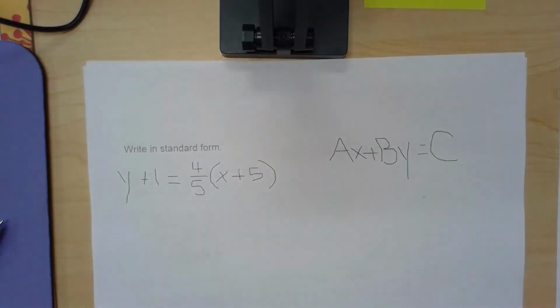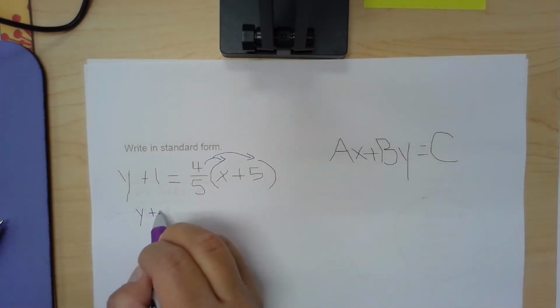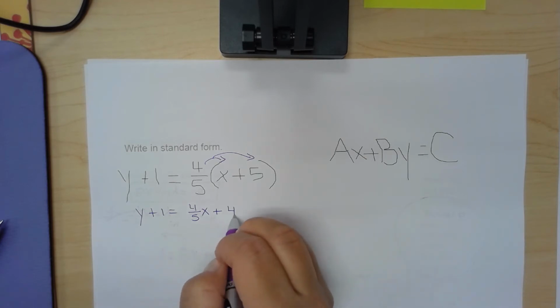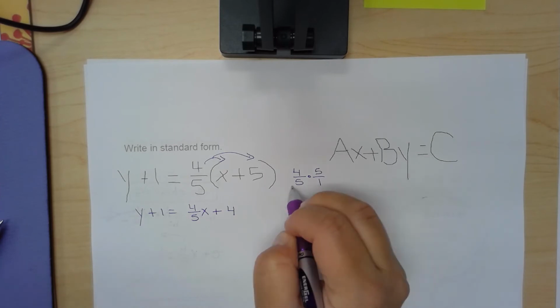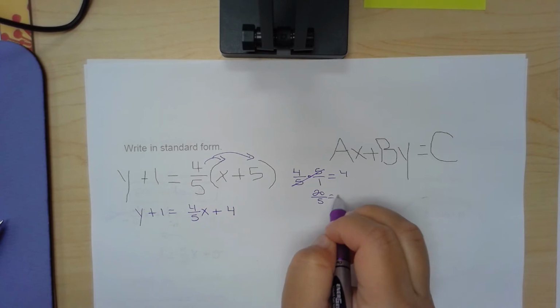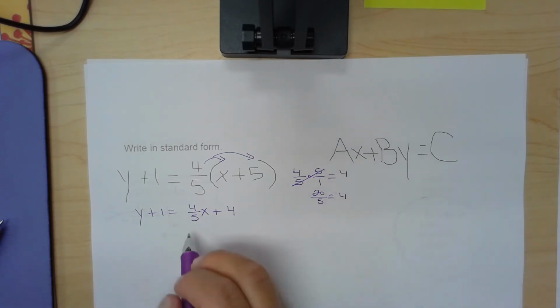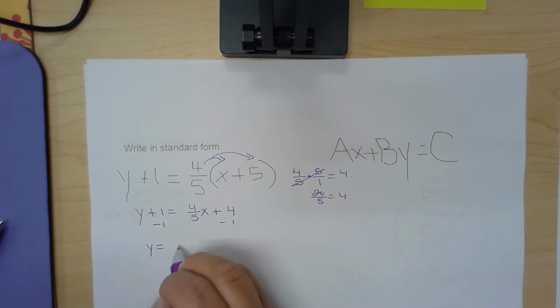So this one is asking you also to put it into standard form. So to do that, first thing you need to do is distribute. When you multiply the 4/5 times the 5, or 5 over 1, it's going to simplify to 4. Right? 20 over 5 also will give you 4. And then the last thing is, if you want, subtract 1. Move that over.